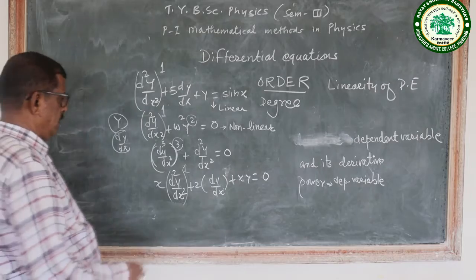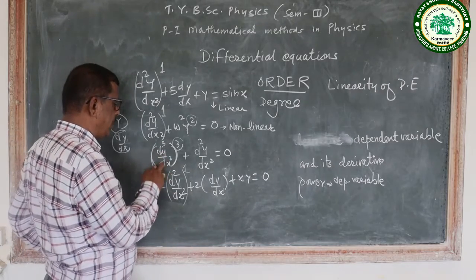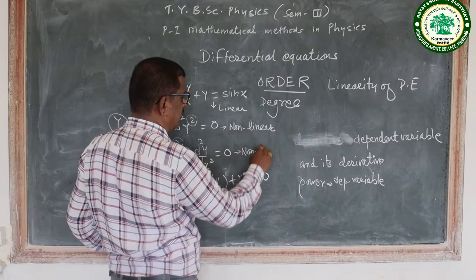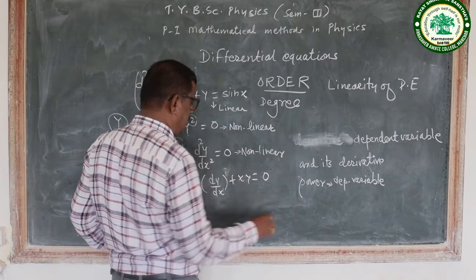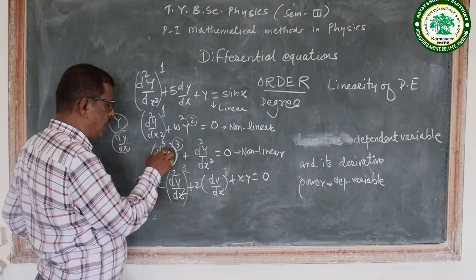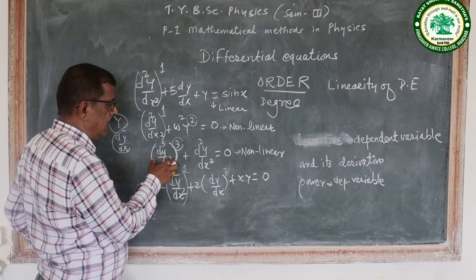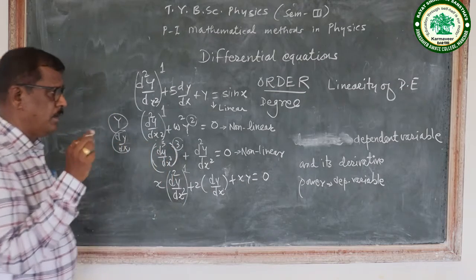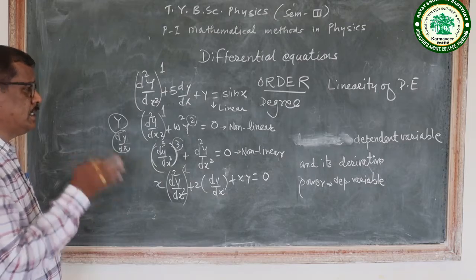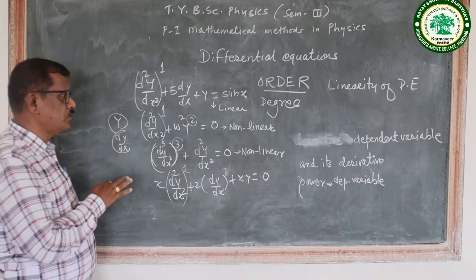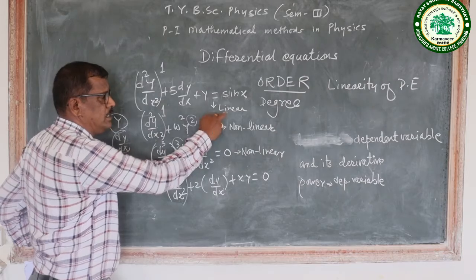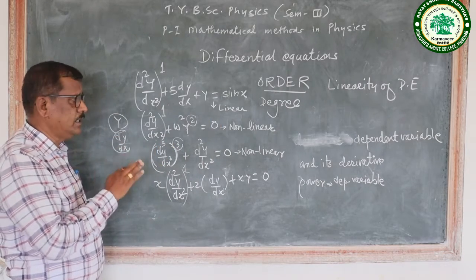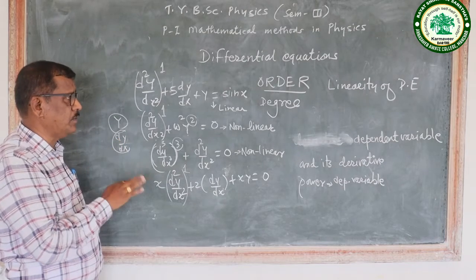Again, this is the third equation. Here d cube y by dx cube is raised to 3. Again, this is a non-linear differential equation because the term d cube y by dx cube has the power equal to 3. For the dependent variable and its derivative, if the power is 1, then we call it a linear differential equation. Otherwise, it is a non-linear differential equation.